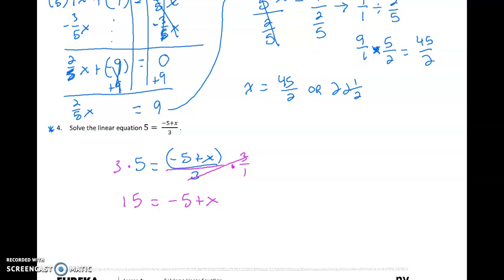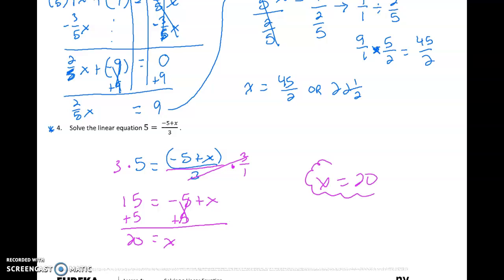Again, guys, here's my hint. When you have something like this, written as a fraction, if you can just multiply each side by whatever the denominator is, that's going to cancel out to give you 1. And then you only have to deal with the numerator. All right, back to solving this equation. I'm solving for x. I got to get rid of the negative 5. So I'm going to combine that with a positive 5. 15 plus 5 is 20 equals, that cancels, x. And that's it. X equals 20.